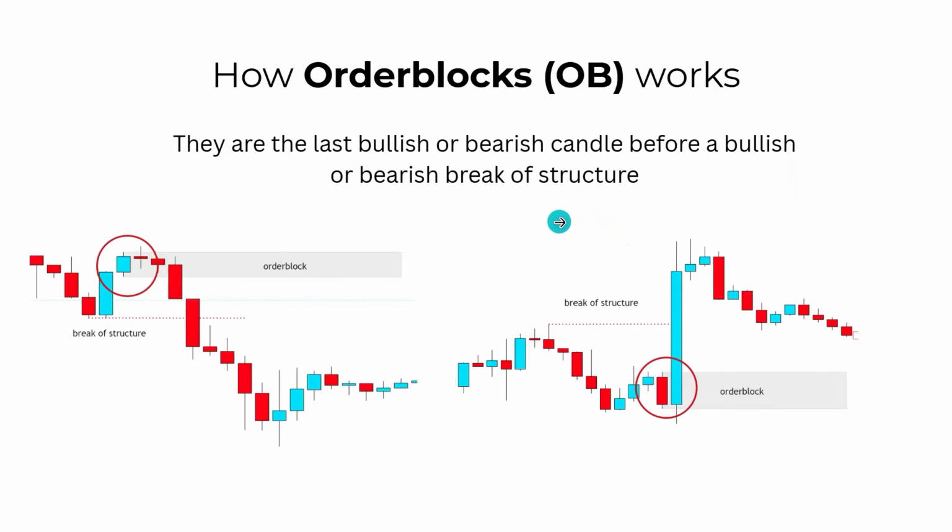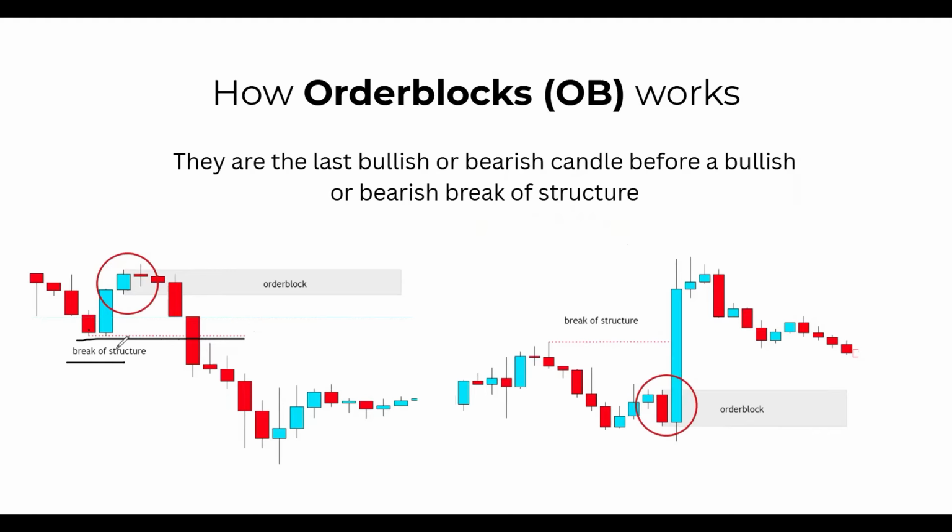Now, this is what an order block looks like, and this is how it works. An order block basically is the last bullish or bearish candle before a bullish or bearish break of structure. What that means is when you have a break of structure, as you can see here, price breaks this low, right? So we have a low here, we have a high here. What happens is price breaks this low with this red candle here, which is our break of structure.